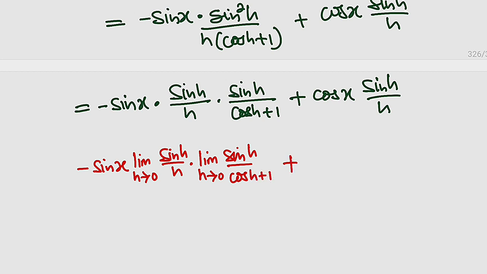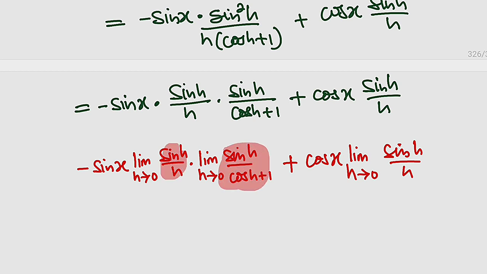And then we have plus cos x, because it has nothing to do with the limit, multiplied by the limit as h approaches 0 of sine h over h. All right, now you should observe something. We can directly substitute our limit here, but we cannot do that here and here. Why? Because if h is 0, we have sine 0 over 0, which is 0 over 0, which is indeterminate.